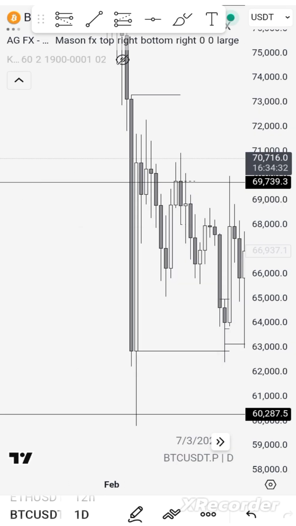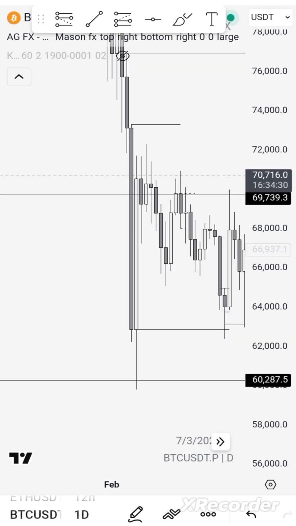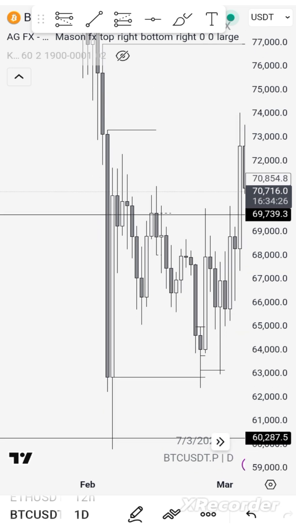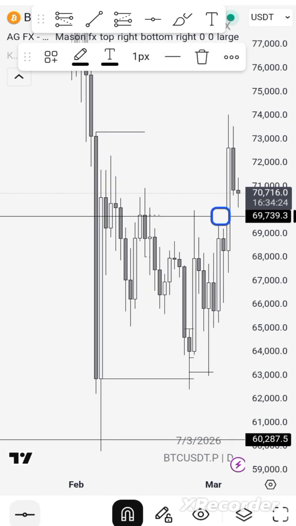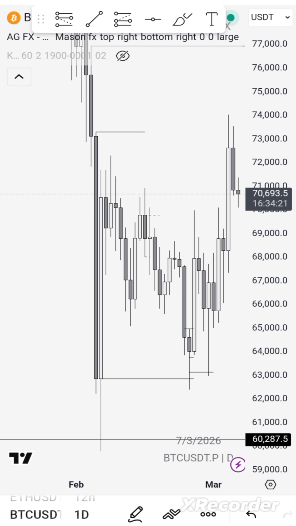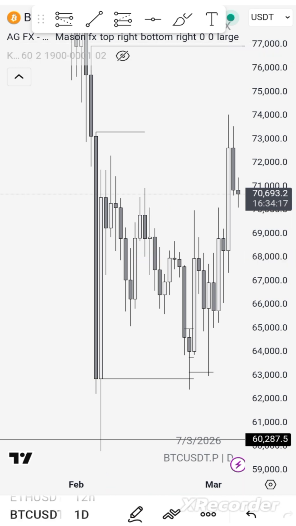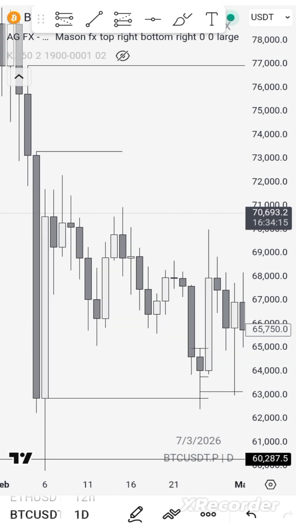Let me see if I will see another rejection from the daily time frame so that I can use it as an example. Now, if you take a look at this also, let me clean this part. I think I've explained this, so let me just clean it. So let me use this as an example.